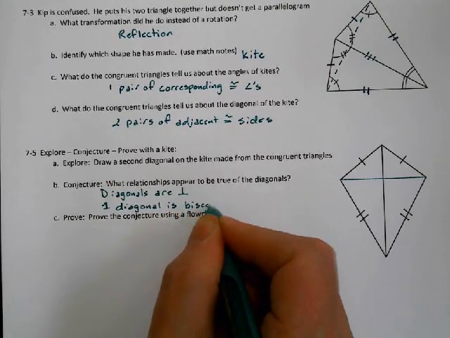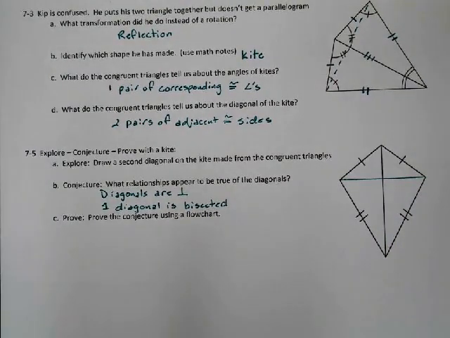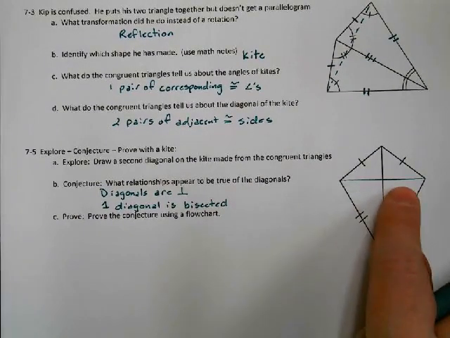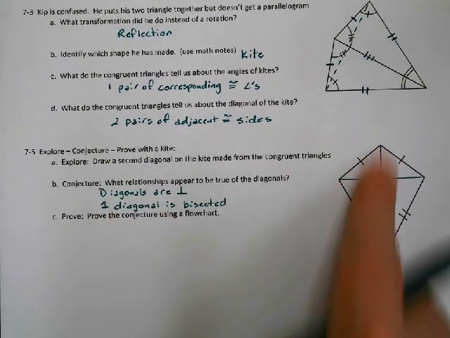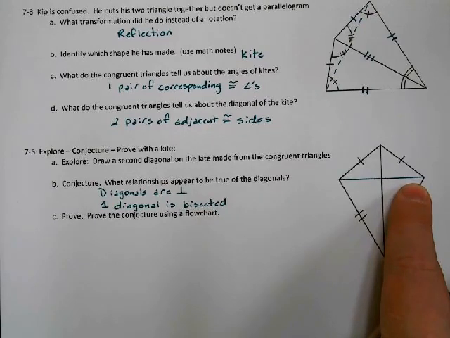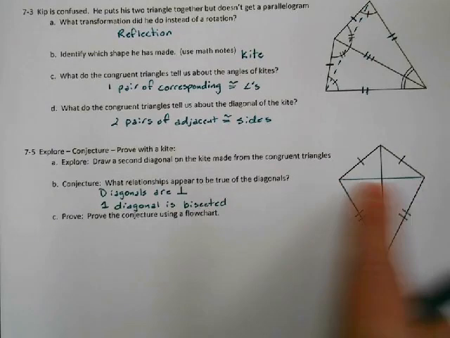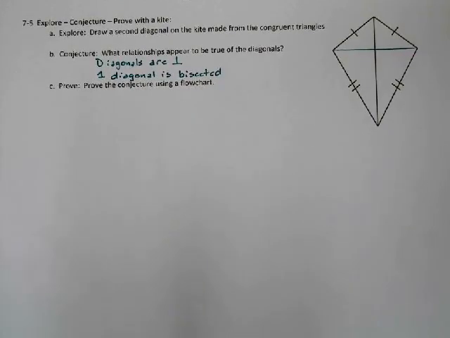All right, those are our ideas, our thoughts of what's going on here. We drew another diagonal on here just to explore any relationships we might see. We made a conjecture, an educated guess, that it looks like the diagonals of a kite are perpendicular to each other. And it also looks like this diagonal got bisected, meaning that this side's congruent to that side. Now we're going to prove with a flowchart that those two conjectures are actually true. So we explore, we try something new out, we make conjectures based on what we've seen, and now we're going to prove that this is true.